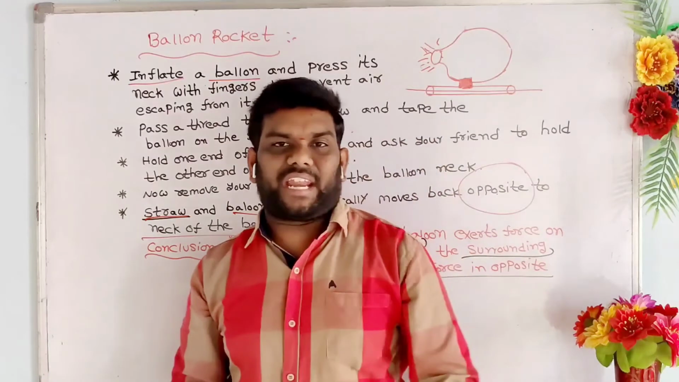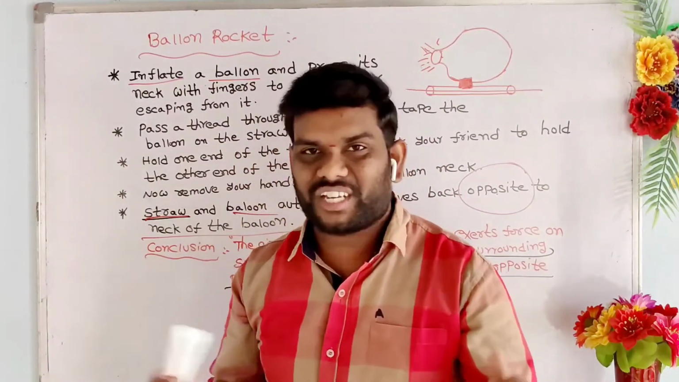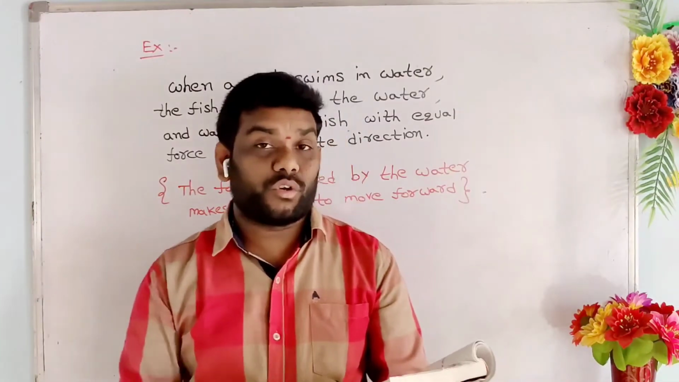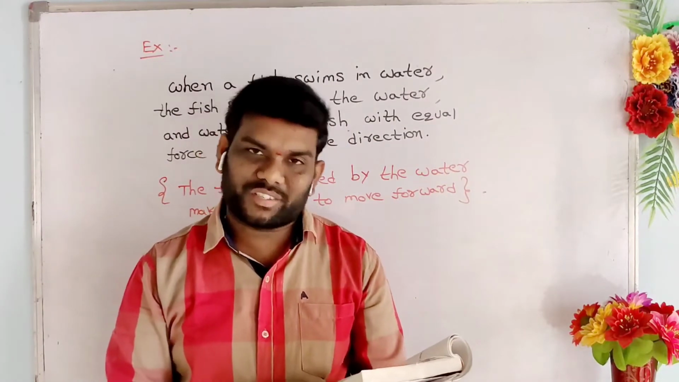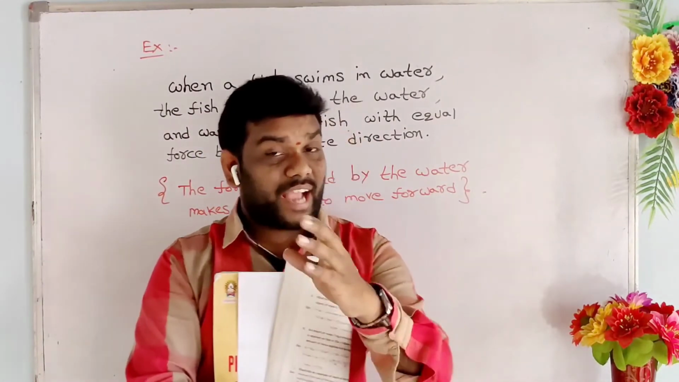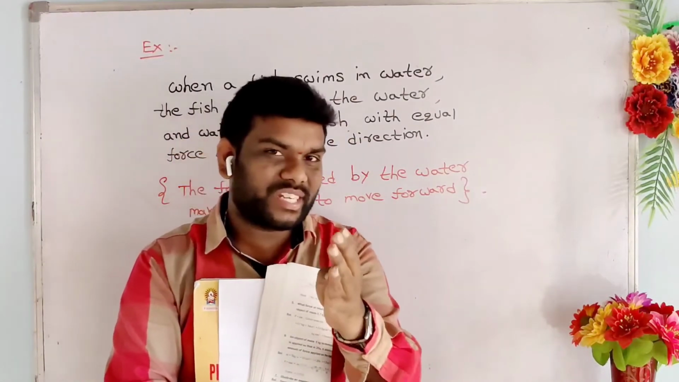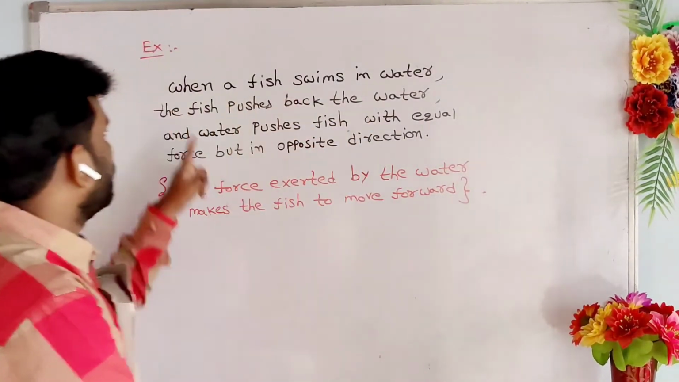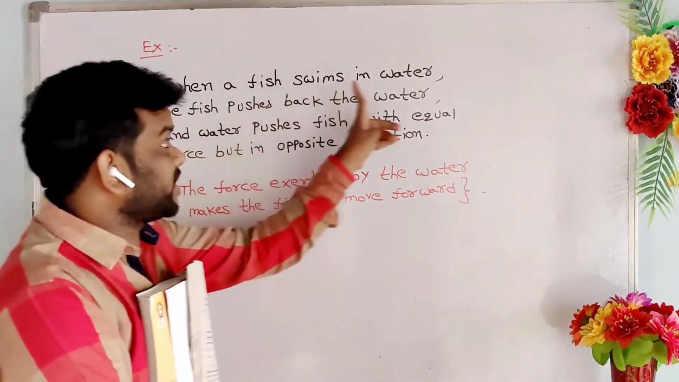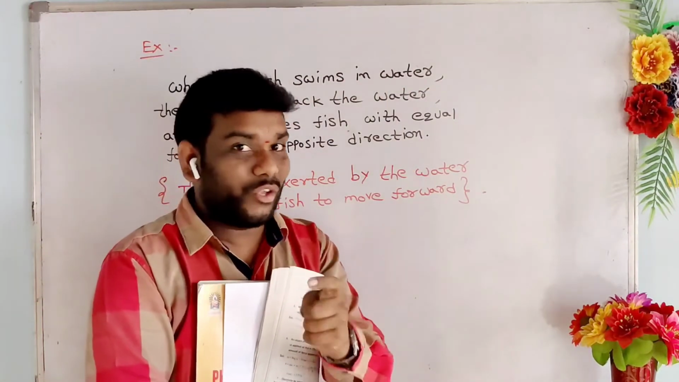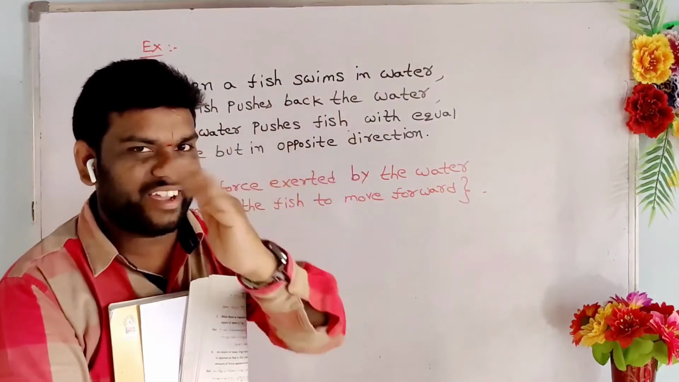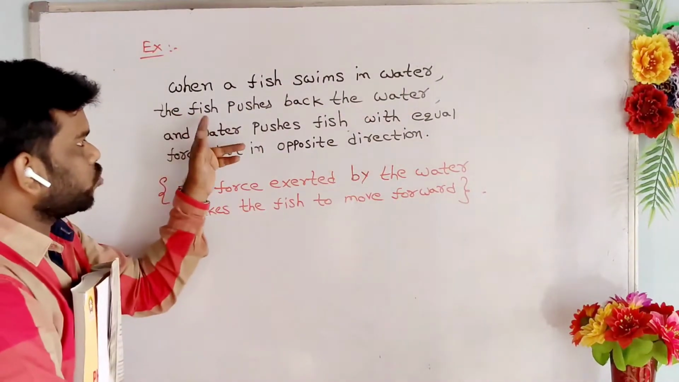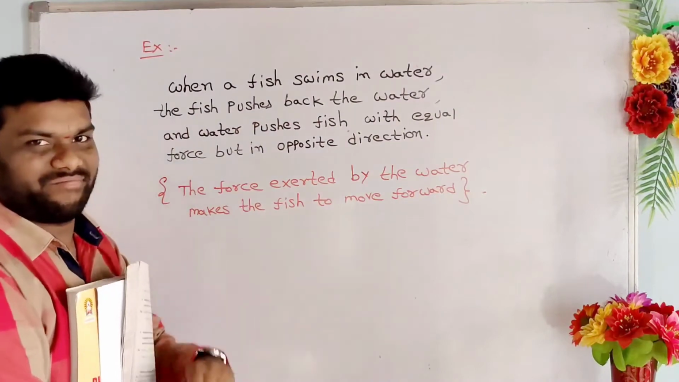So it is explained by Newton's third law of motion. Another example of Newton's third law of motion. This example is also based on Newton's third law of motion. For every action there is an equal and opposite reaction. Yes, let us start. When a fish swims in water, do you know the fish? This fish swims in water. The fish pushes back the water.